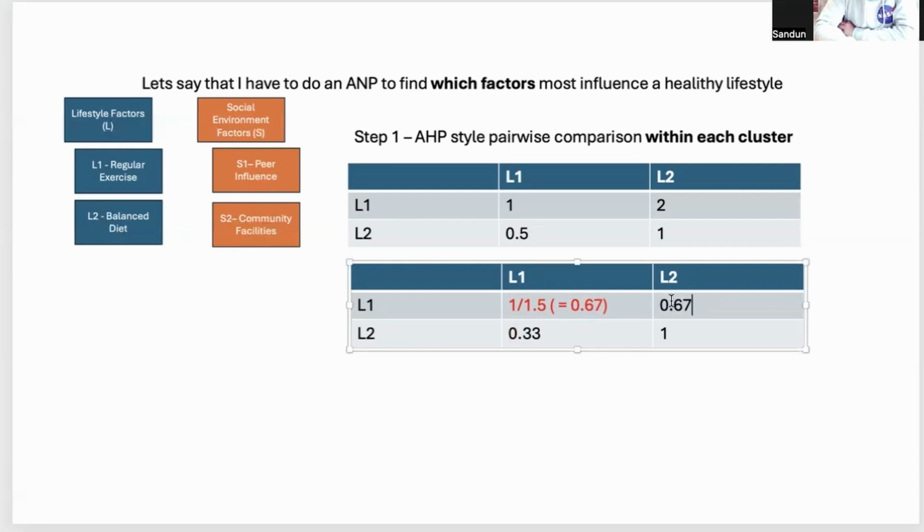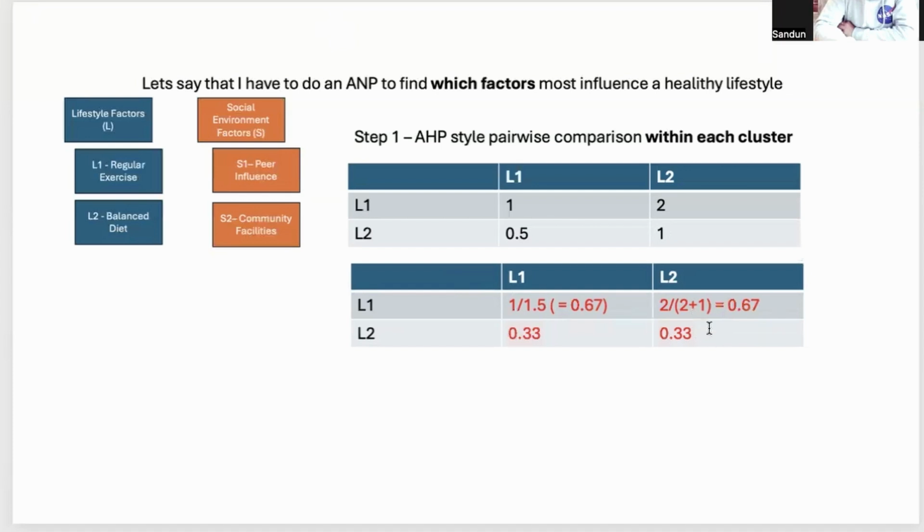For the second column, 2 plus 1 is 3, so here it's 2 divided by 3, which is going to be 0.67, and for the last part it's 0.33. So we have a normalized matrix, with normalized columns.